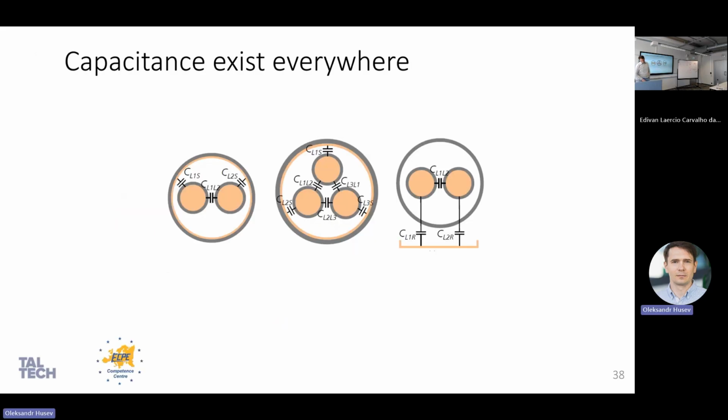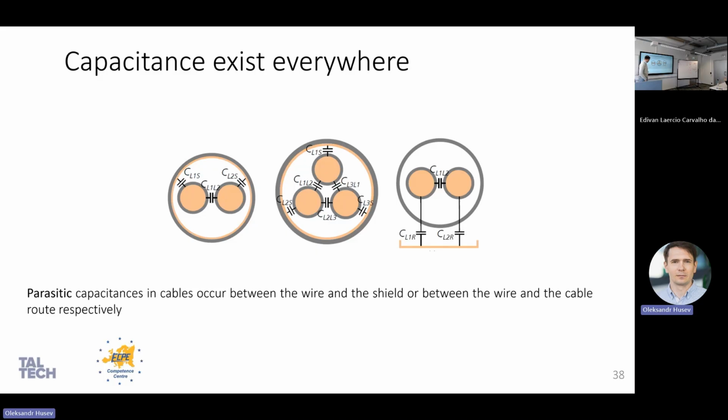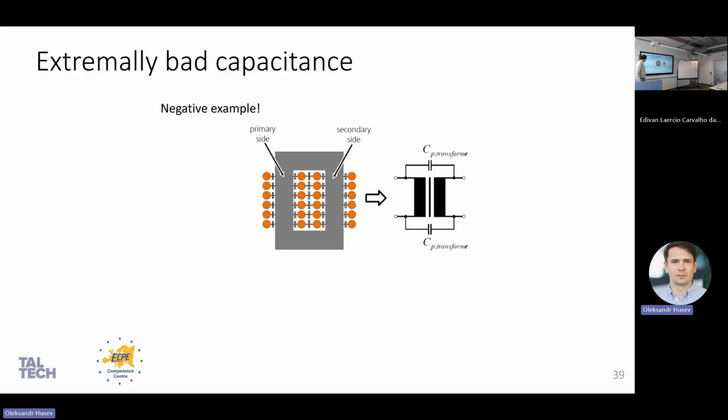So, capacitance exists everywhere. Because you have to understand that you have bad and good capacitance. Sometimes it's unavoidable, right? But parasitic capacitance in cable shield, between the wire and the shell, or between the wire and the cable, respectively, and so on. So this is something basic, but also we have to take into account that we may have extremely bad capacitance, which creates a direct conduction path for high frequency harmonics, right?